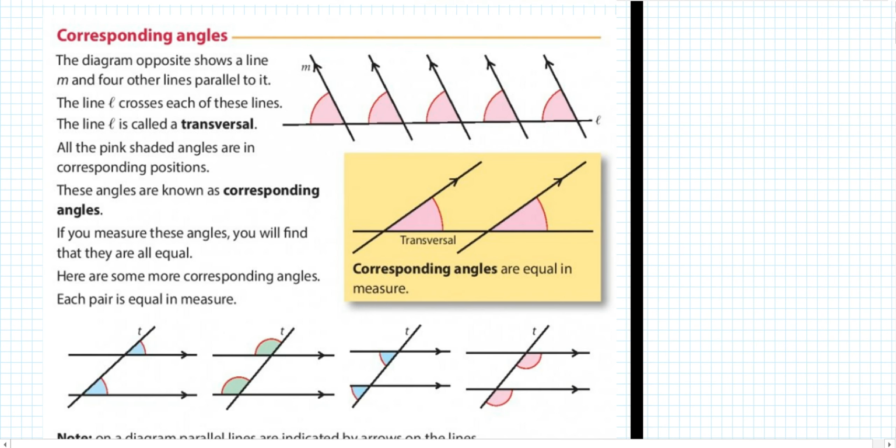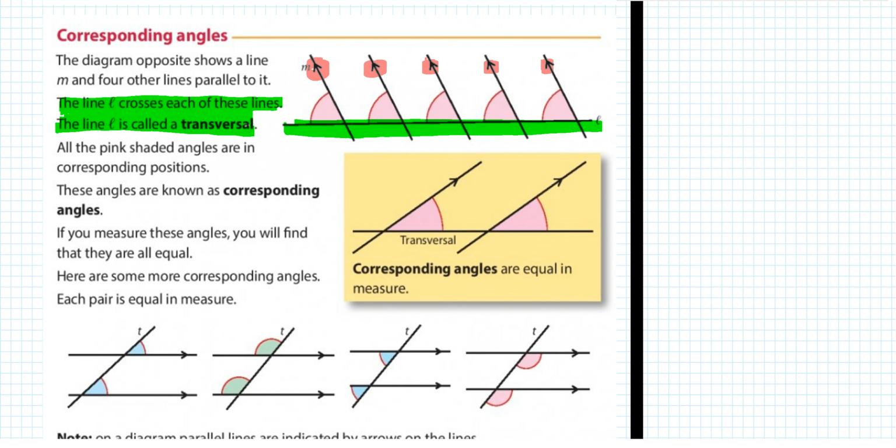Then we come across something that you wouldn't have met in primary school, which is corresponding angles. So all of these lines here you can see are parallel to each other because they all have that same arrow going the same direction. So they are parallel. This line here then is called a transversal. A transversal crosses the parallel lines. Okay, so a transversal is a line that crosses parallel lines.